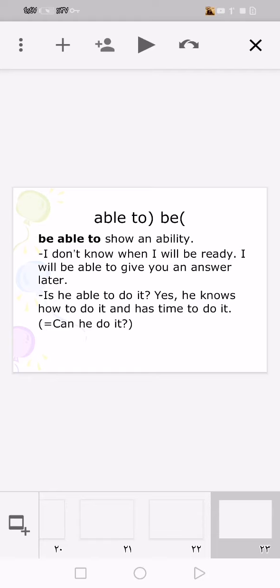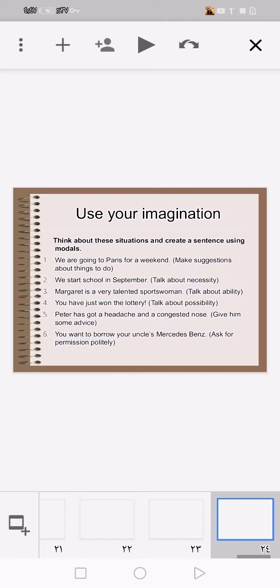Another example: is he able to do it? Yes, he knows how to do it and has time to do it. Can he do it? Use your imagination. Think about this situation and create a sentence using a modal. Students, this example is very important.